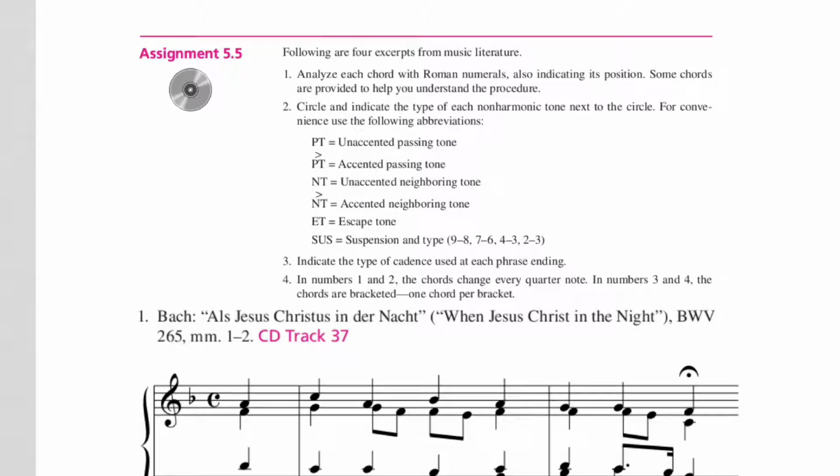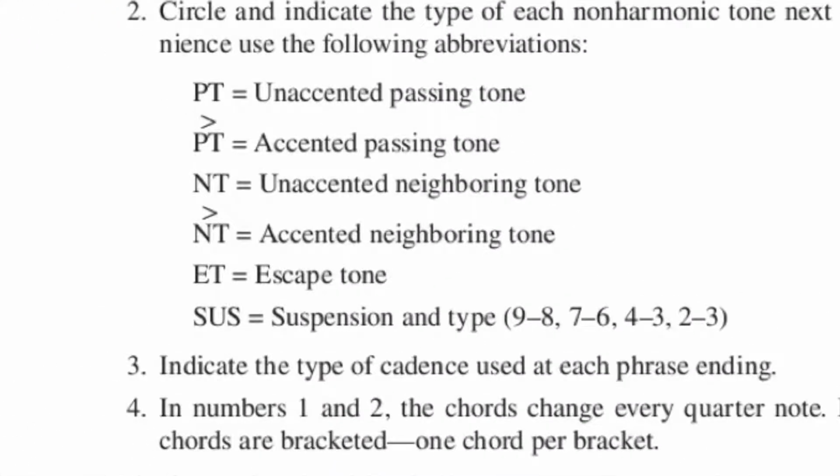So let's check out this last assignment here, 5.5. It says there are 4 excerpts from music literature, and it's giving us the usual things. It says there's going to be harmonic analysis, we want the Roman numerals. We also need to talk about the non-harmonic tones, and we have here the ones that list passing tones. You can just write P again. I would just write P instead of PT, but we know it's a tone. And then for accented passing tone, put a little accent over it.